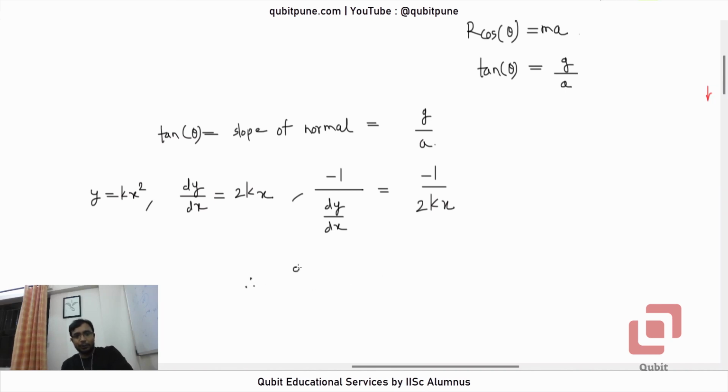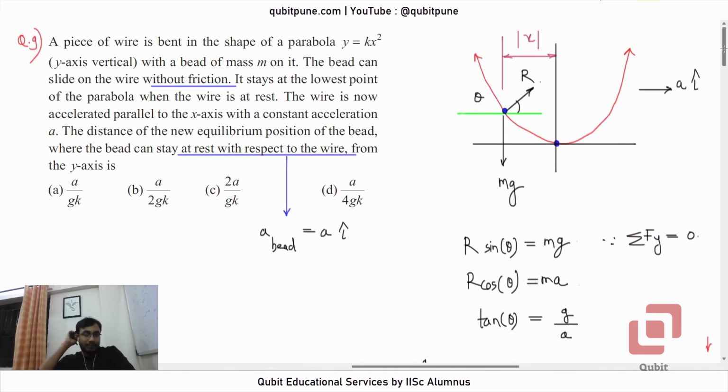So equate the two. Equate g by a with negative 1 upon 2kx. So x will be negative a by 2gk, or mod x will be a by 2gk. A by 2gk, option B.